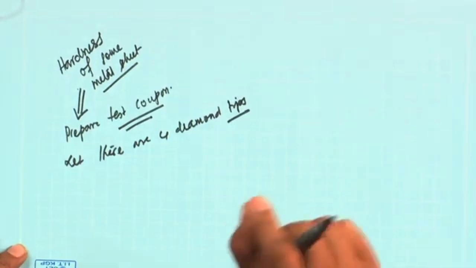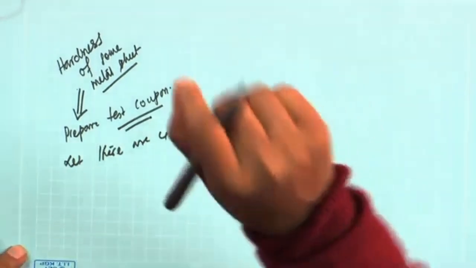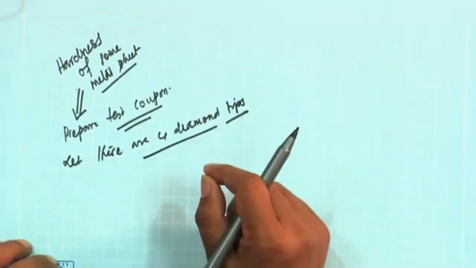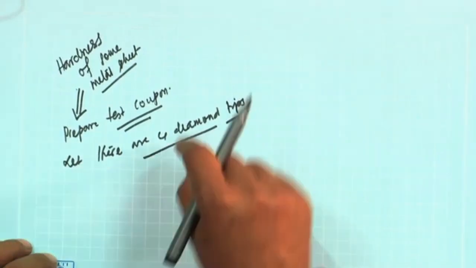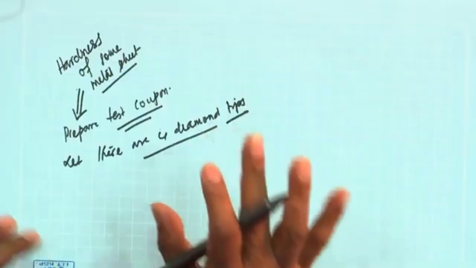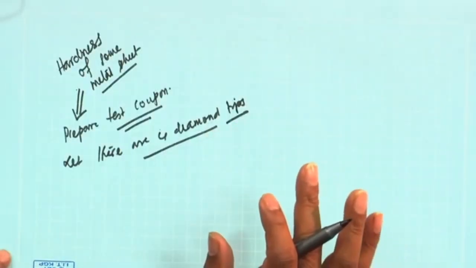So, this diamond tip will be used for the hardness measurement. The penetration of the tip on the metal coupon, if it falls from a certain height, will give you a measure of the hardness. Okay. So, this is the situation.